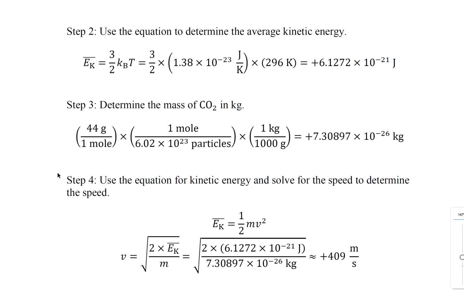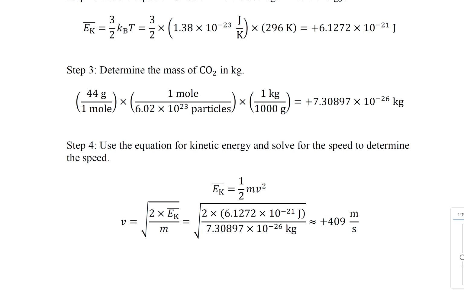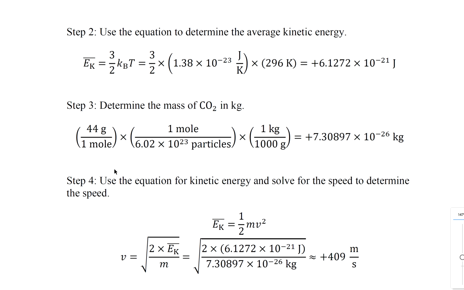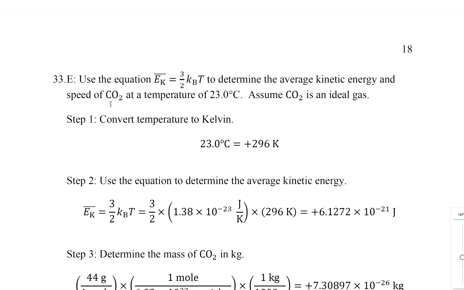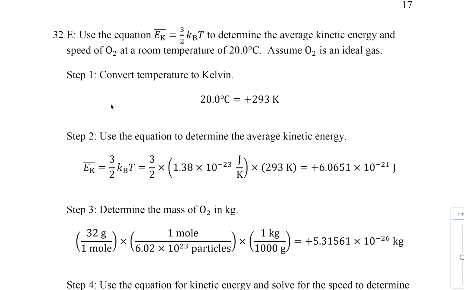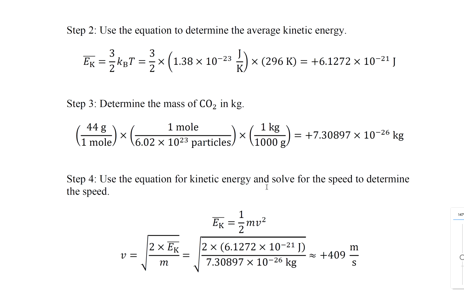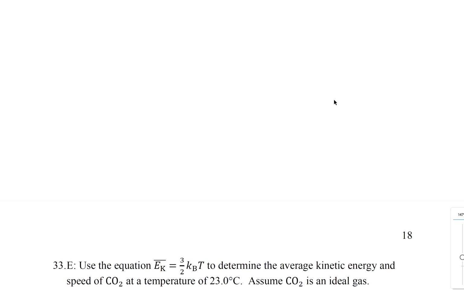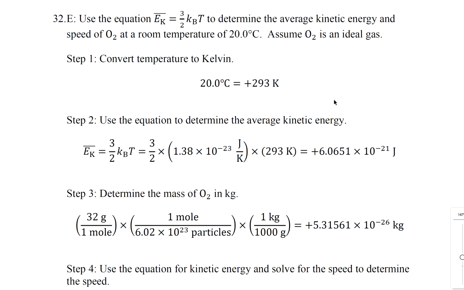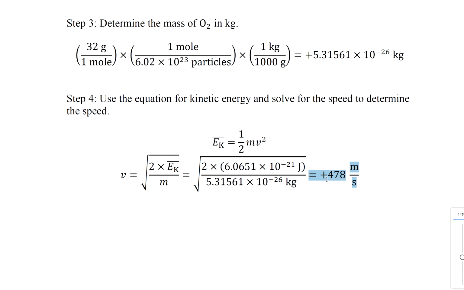And finally, we're going to use 1/2 mv squared to solve for average speed. It's 409 meters per second. So CO2 is heavier than O2. So that's why it's a bit slower. Average speed of CO2 is 409 meters per second. Average speed of O2 is 478 meters per second.